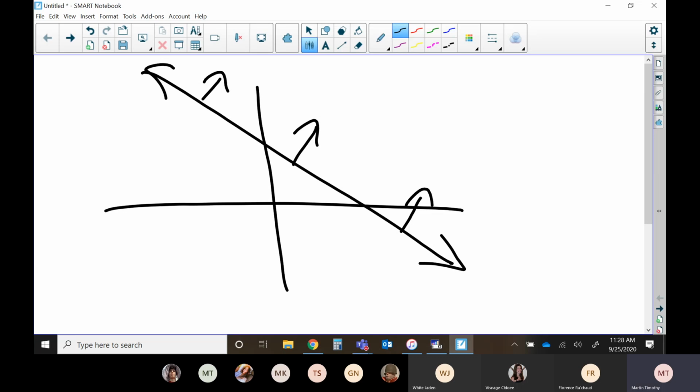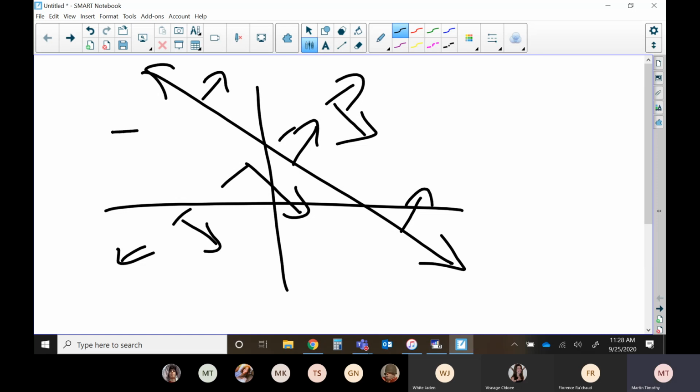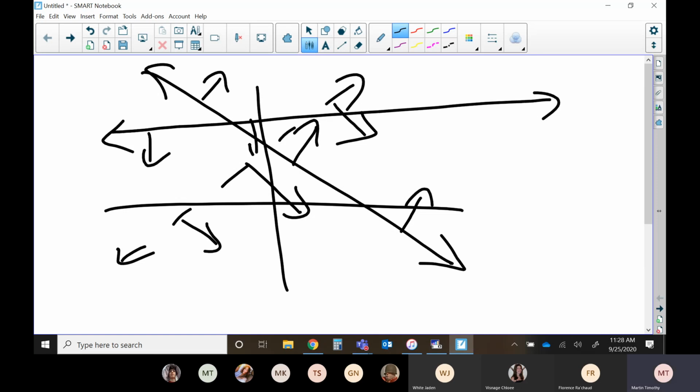Then I would graph my next one completely. So I'd graph the first one, ignoring the other two. I graph the second one, ignoring the first and the third one. And I graphed my last one. Where do you see the arrows all pointing to?